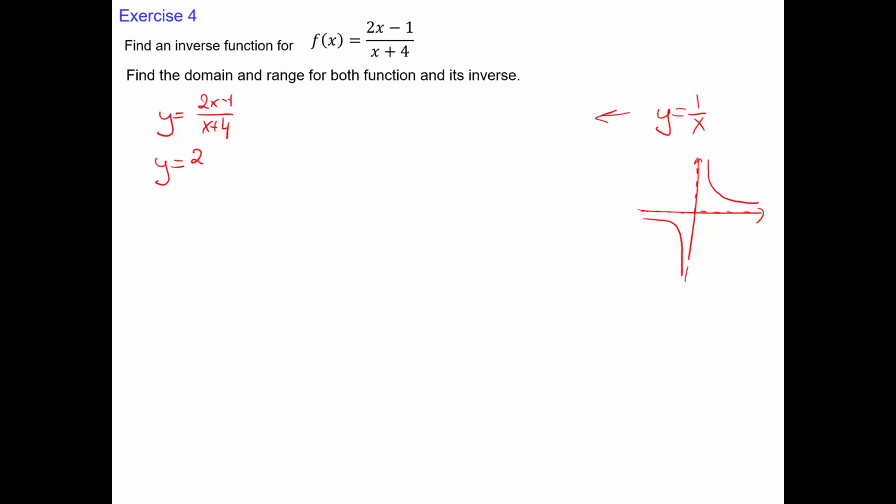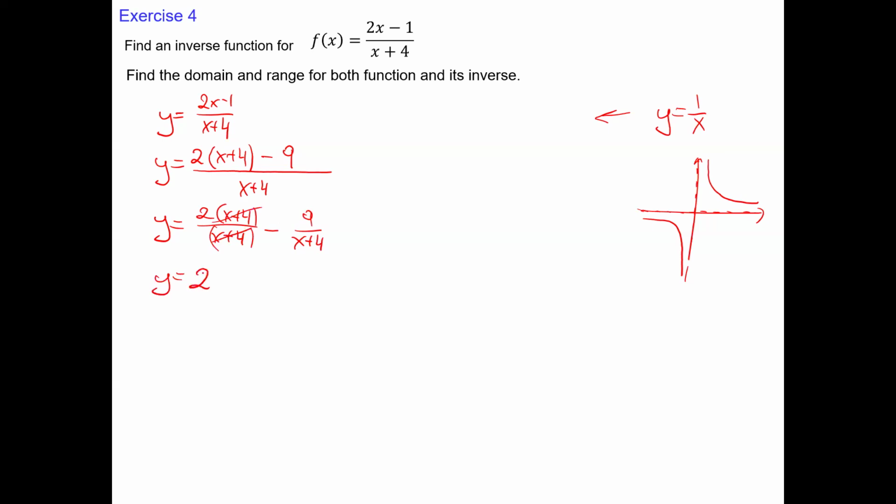We can divide this polynomial by long division, but let's do it differently. I will just put 2 here, and this is 2x plus 8, because 2 times 4 is 8. And we had minus 1, which means plus 8 minus 9 is negative 1. I didn't change anything. Okay, this one cancels out.